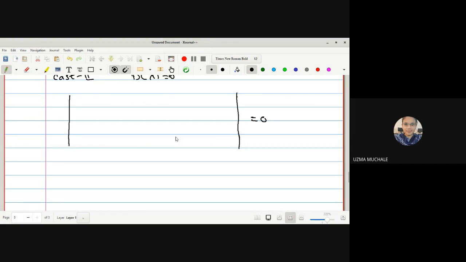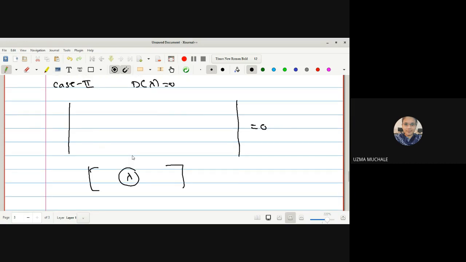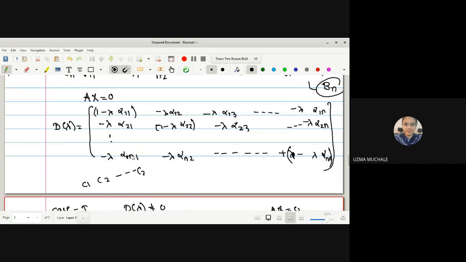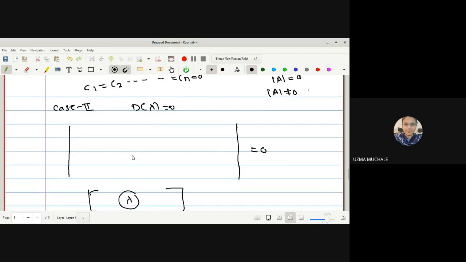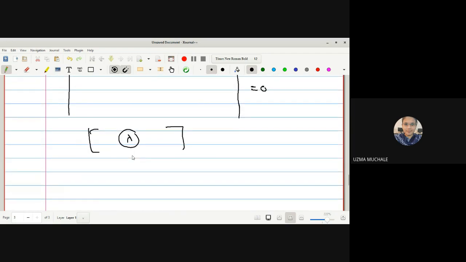We can find out the value of this determinant for lambda. So we are going to get one characteristic equation, or one polynomial in terms of lambda. Right? If you are going to find out the determinant of this matrix and equate it to 0, it will be an equation in terms of lambda.